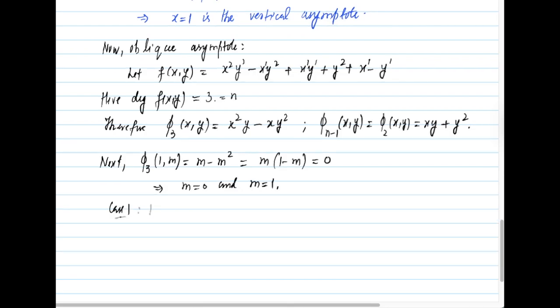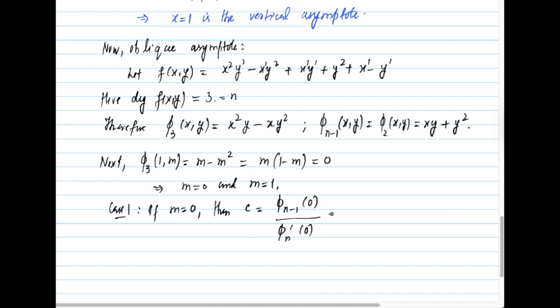So case number 1, if m is equal to 0, then c is equal to phi n minus 1 of 0 divided by phi n dash of 0, जो हमने ऊपर फॉर्मूला में लिखा हुआ है. So we can see here this is equal to phi 2 of 0 divided by phi 3 dash of 0. Now our phi 2 is equal to this thing. तो यहाँ से भी हम कंप्यूट कर सकते हैं what is this phi 2 of m. तो उसके लिए भी हमें x की जगह पे 1 लिखना है, y की जगह पे m लिखना है. So we get m plus m square.